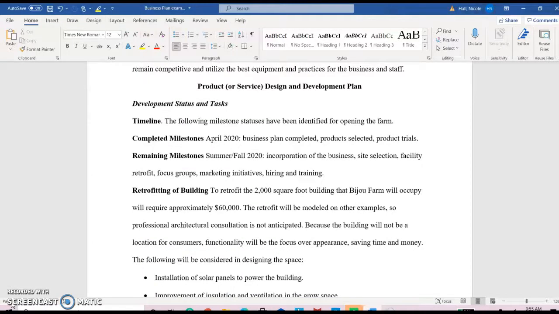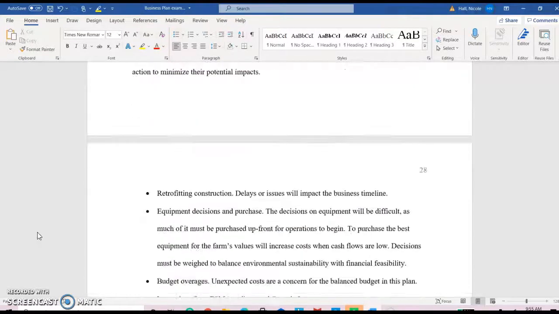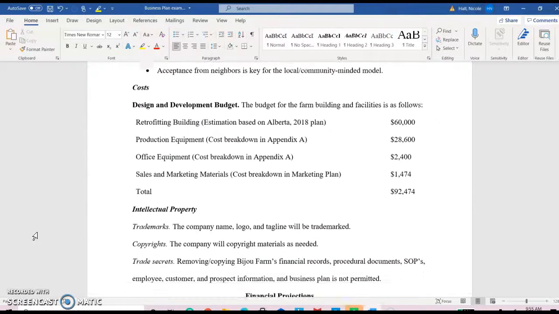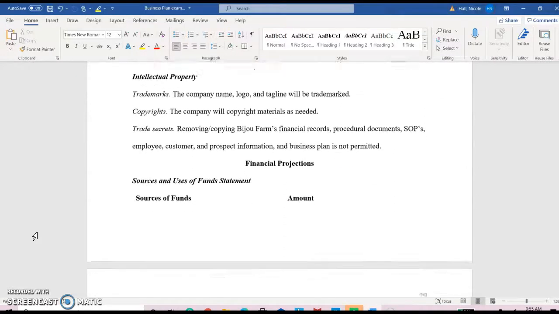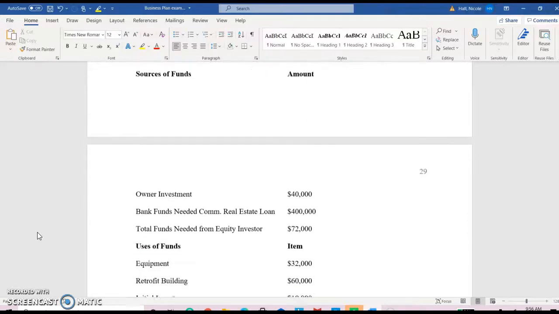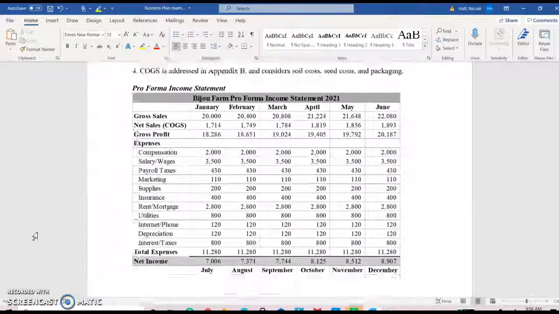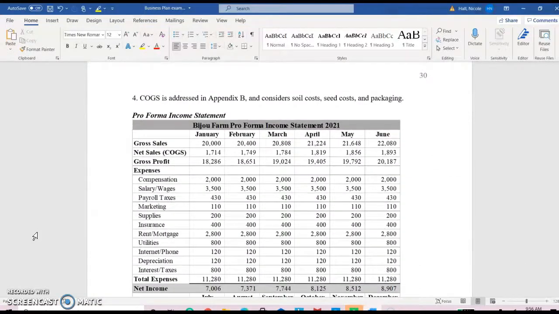All right, next you're going to move into the product or service design and development plan. Here you want to make sure you have your timeline, any milestones completed, the challenges and risks that may be associated, and the costs. And the last section is the financial projections. And for this section, I'm only making you have a projected income statement. All right, so that's all that is required is a projected income statement.